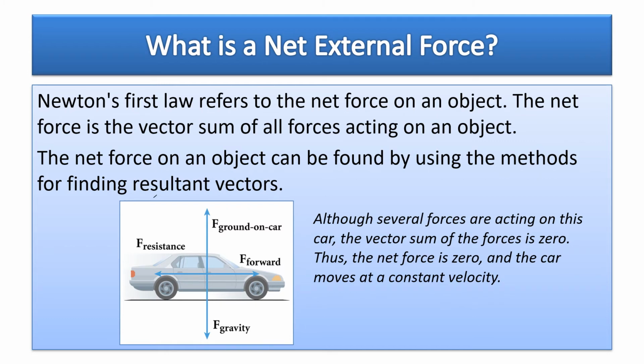You do a vector sum. You add all these vectors together like we normally add vectors, and the vector sum is known as the net force. It says, although several forces are acting on this car, the vector sum of the forces is 0. Thus, the net force is 0, and the car moves at a constant velocity. Okay? So why do they say net force?